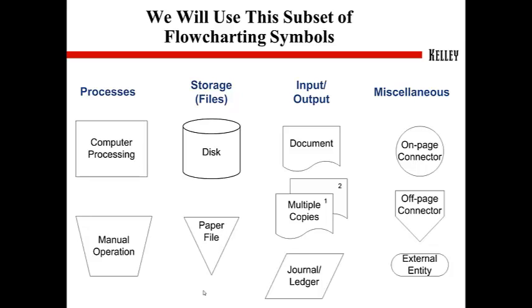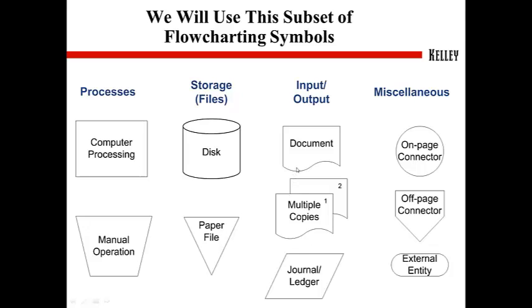There are process symbols, and there's two kinds. If it's a computer process, then represent that with a computer processing rectangle symbol. If it's a manual process, then you'll represent that with a trapezoid. A disk or computer storage file is represented by this cylinder symbol, and a paper file, which could be a file cabinet, a drawer in a desk, it could be a trash can even, is represented by the triangle symbol.